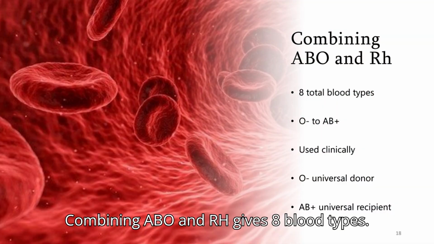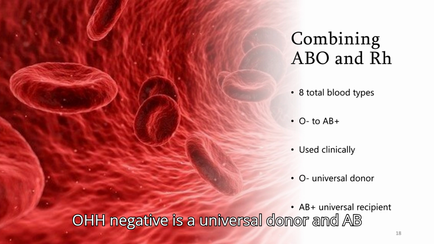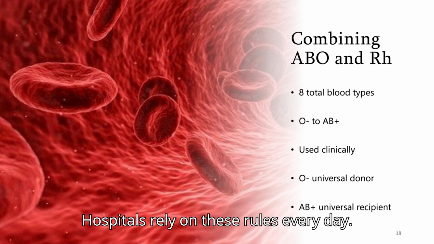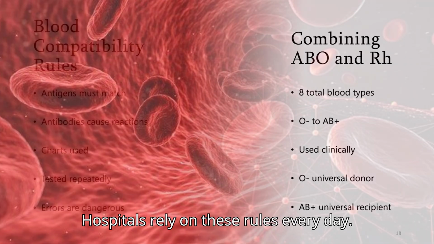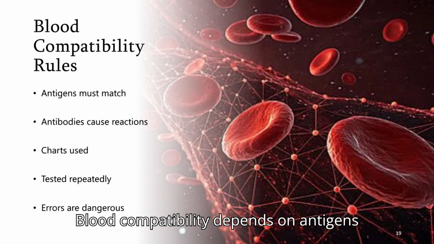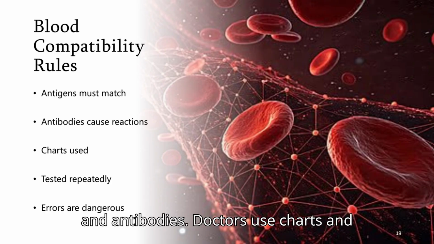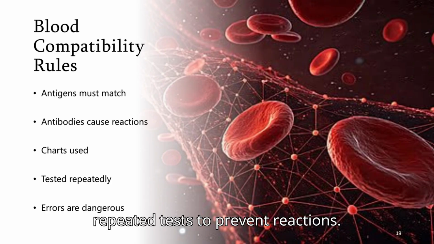Combining ABO and Rh gives 8 blood types. O negative is the universal donor, and AB positive is the universal recipient. Hospitals rely on these rules every day. Blood compatibility depends on antigens and antibodies. Doctors use charts and repeated tests to prevent reactions.